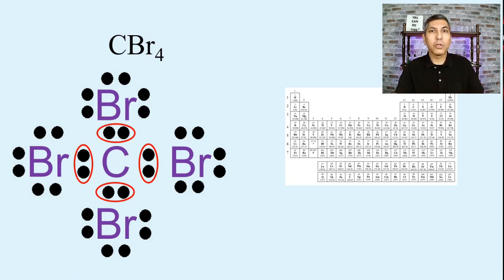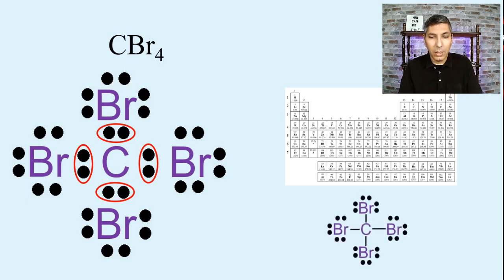So to draw the actual electron-dot diagram, I need to replace those shared pairs with lines to represent the covalent bonds in the molecule. So the finished Lewis electron-dot diagram for carbon tetrabromide is going to look like this right here. Let's try another example.